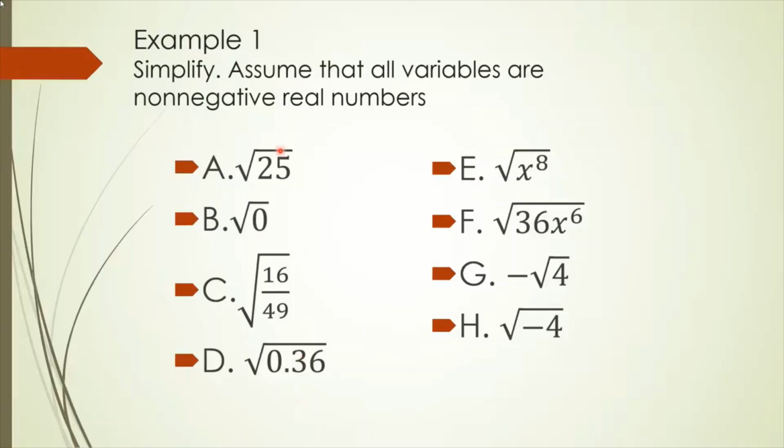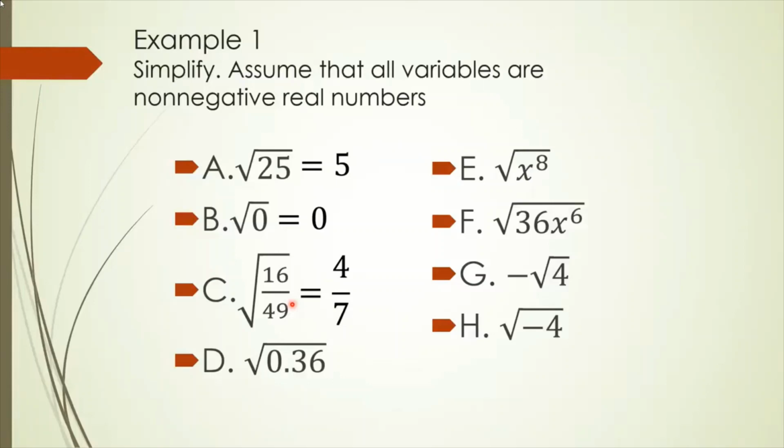All right, so now let's look at some examples. It says simplify and assume that all variables are nonnegative real numbers. So the square root of 25, what times itself will give you 25? That would be 5. Or you could say what squared would give me 25. Square root of 16 over 49, what times itself will give you 16 over 49? 4/7.